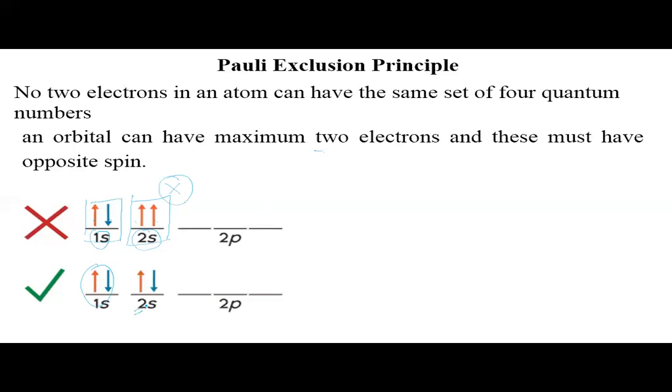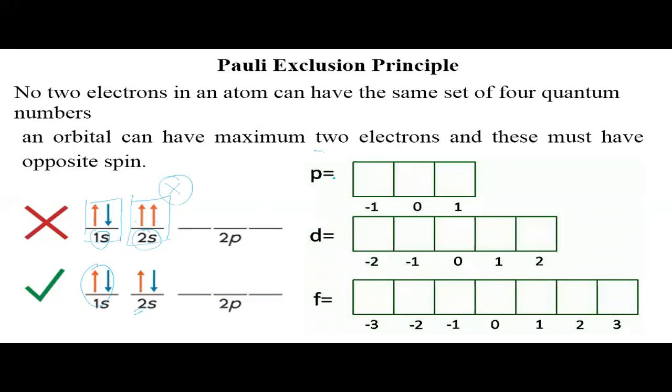Now there are 3 subshells: p subshell, d subshell, and f subshell, which have the following orbitals. So the filling of electrons is like this. An orbital can hold a maximum of 2 electrons that must have opposite spin. Like this. You can see in the p subshell there are 3 orbitals, and I fill two electrons in a single orbital and they must have opposite spin.